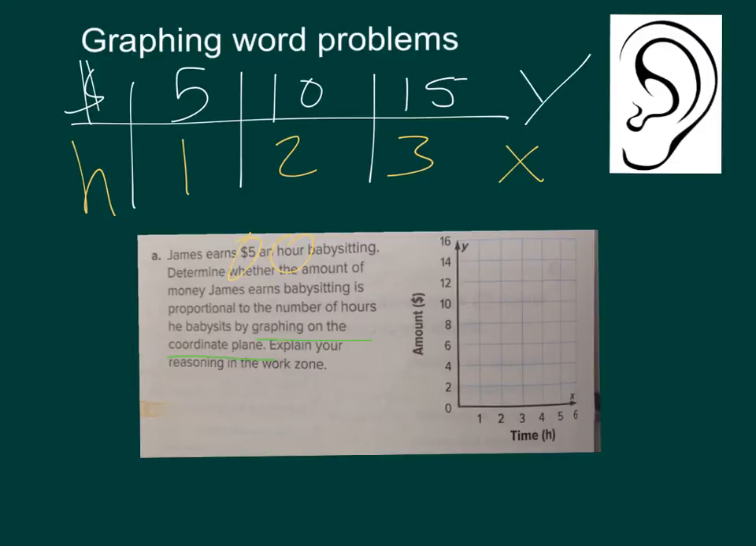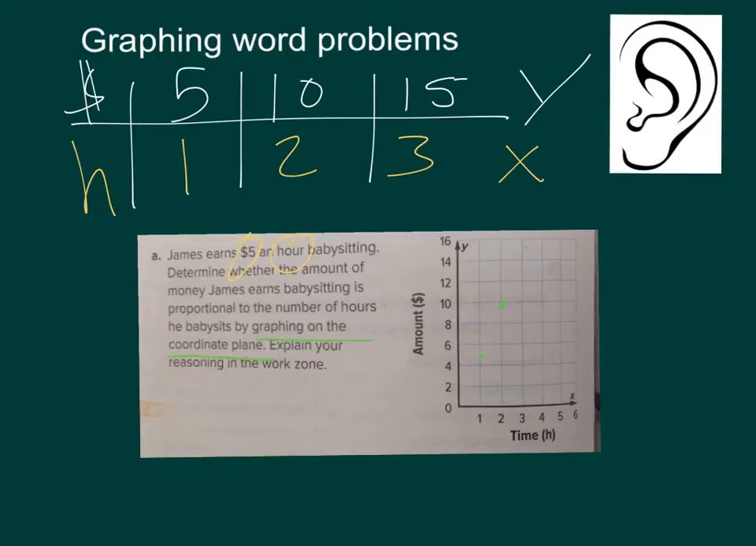There we go, perfect. So now I'm graphing, and every 1 hour I make $5, so I'm going to put my dot right about there. And then on the second hour I make $10, so I'm putting my dot here. And on the third hour I make 15, and so I am up here.